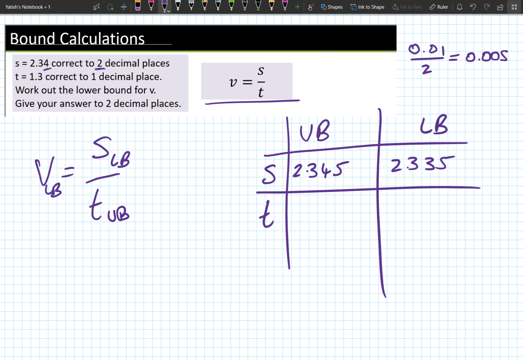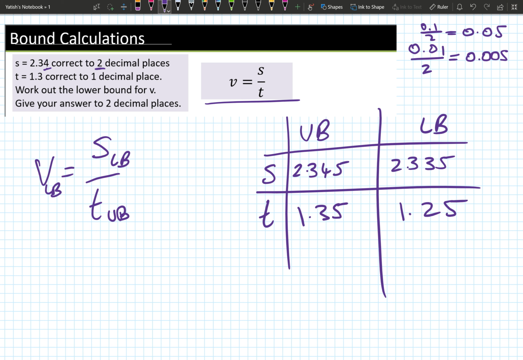And then for T, it's to 1 decimal place, so that's 0.1. Half of that is 0.05. So then I can say the upper bound is 1.35. The lower bound is 1.25.